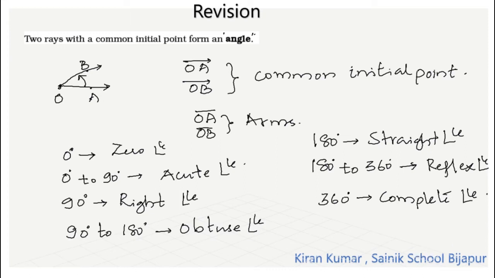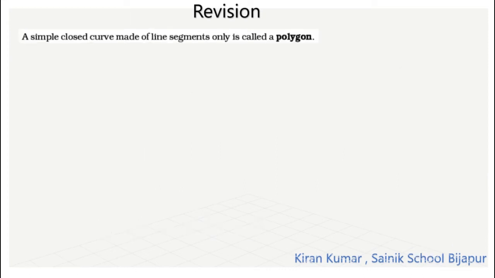The next important concept which we learned is polygon. A simple closed curve made up of line segments is called a polygon. There are many polygons. They are named after the number of sides they have. The smallest polygon known to us is a triangle. It's the smallest polygon with 3 sides.